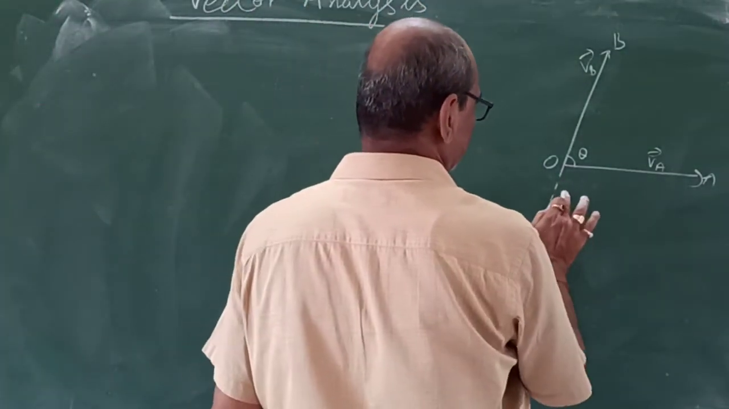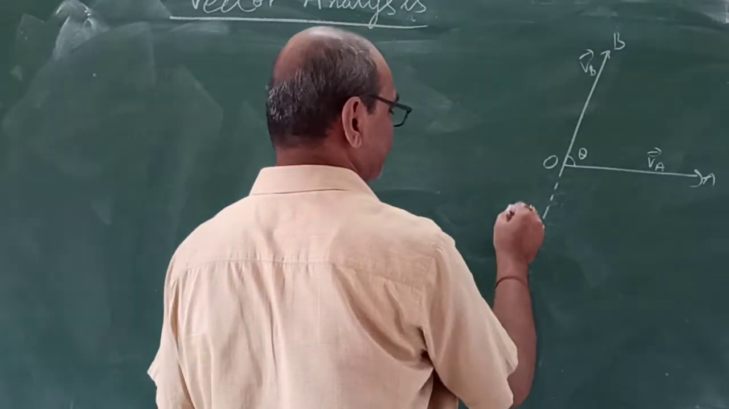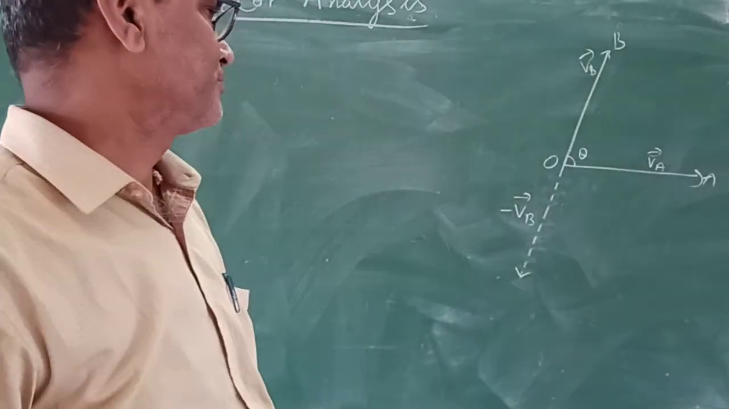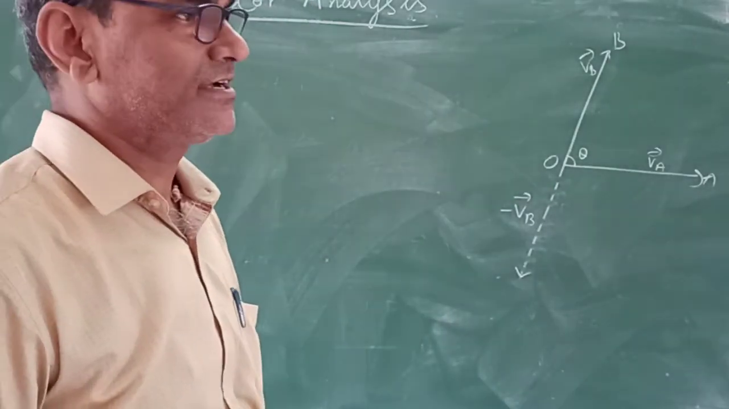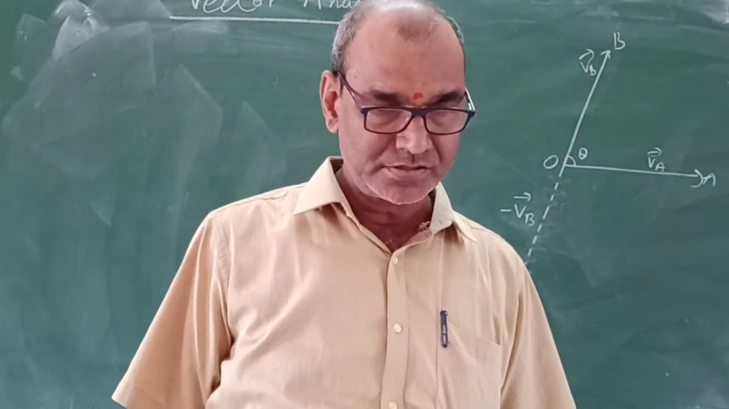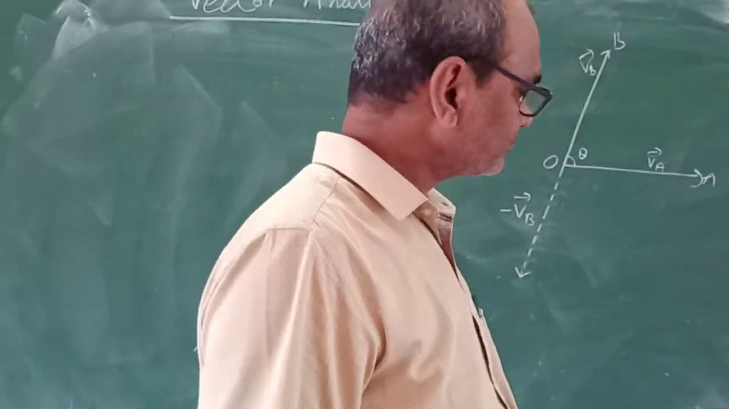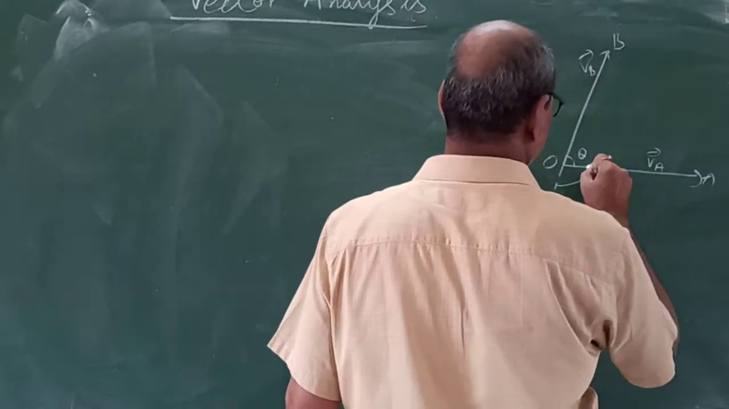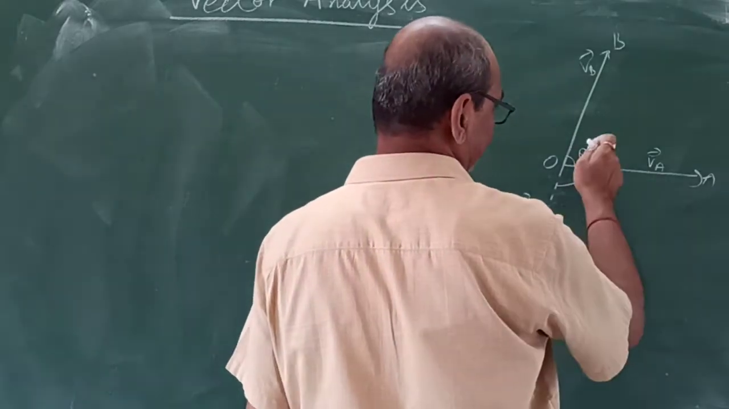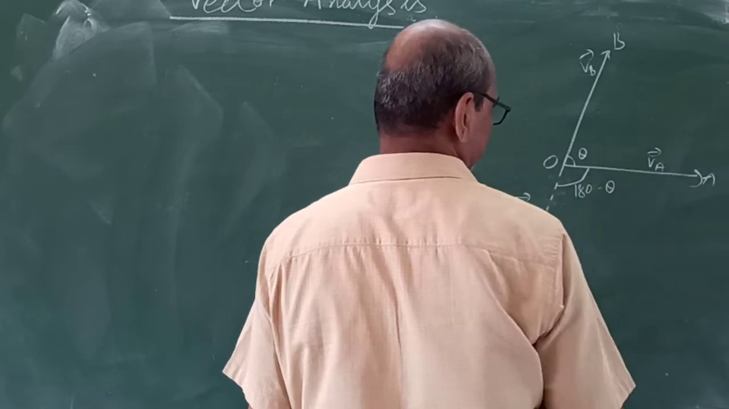Therefore, OB dash is equal to minus VB. Superimpose minus VB in such a way that the velocity of B becomes 0. Therefore, the angle on the straight line is equal to 180 degrees. The remaining angle is equal to 180 minus theta.